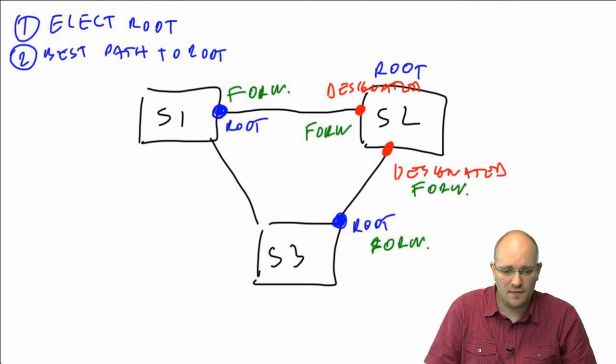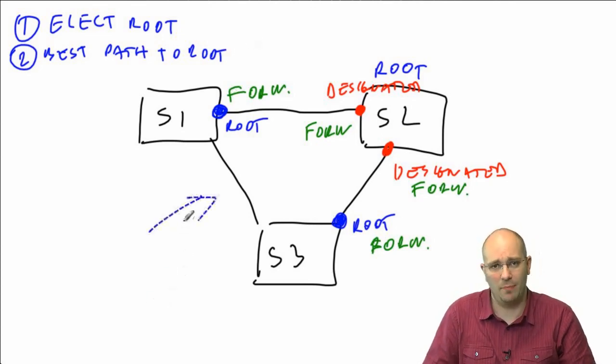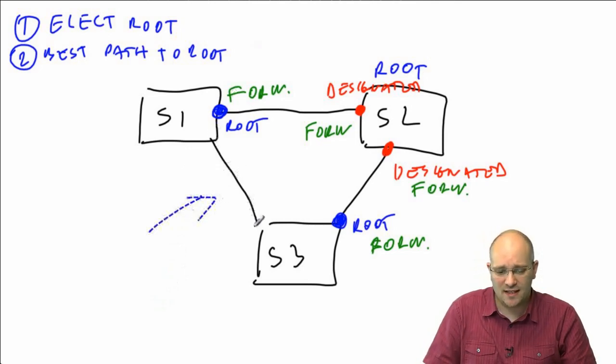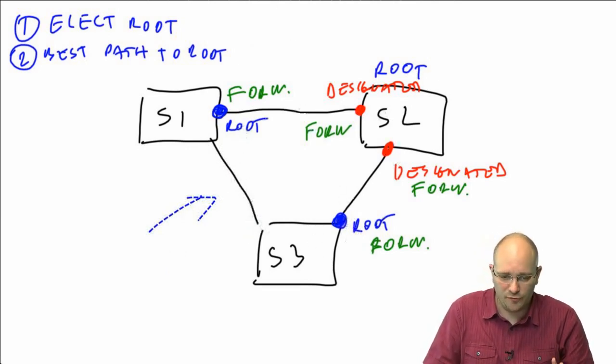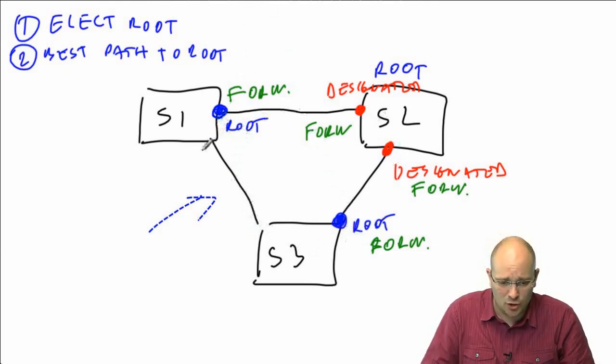But what about this link here? What should we do about this link here? If this link remains operational on both switch 1 and switch 3, we are going to have the loop as I described before. So we need to find a way for either both or only one of these switches to actually not send the traffic out of this interface.